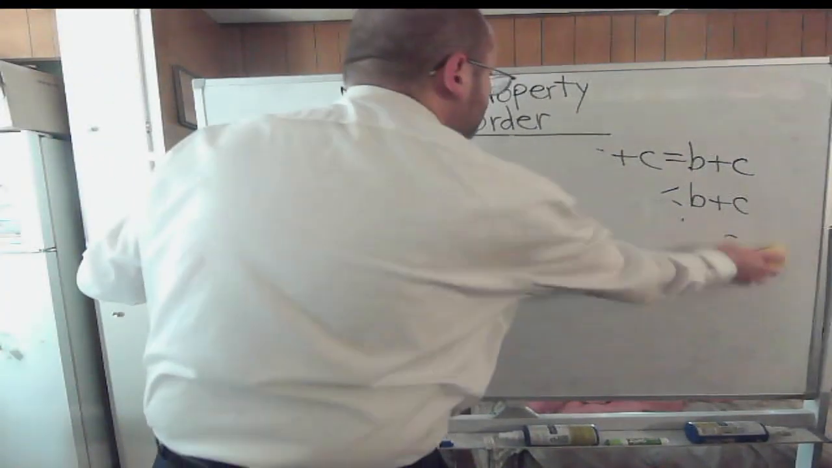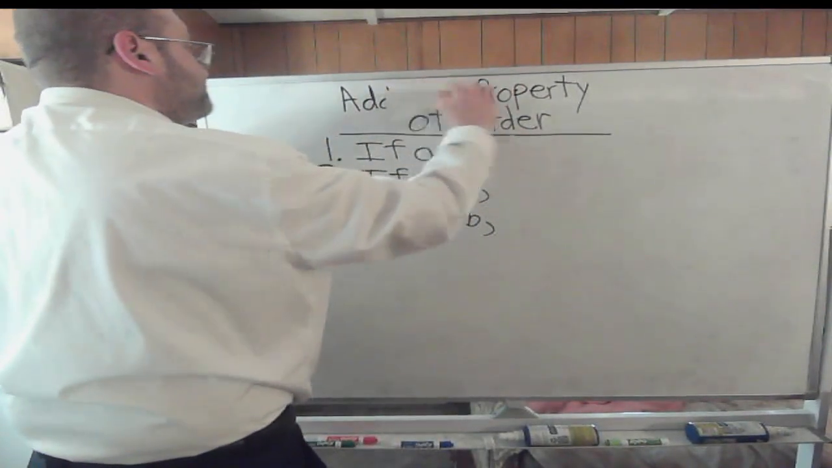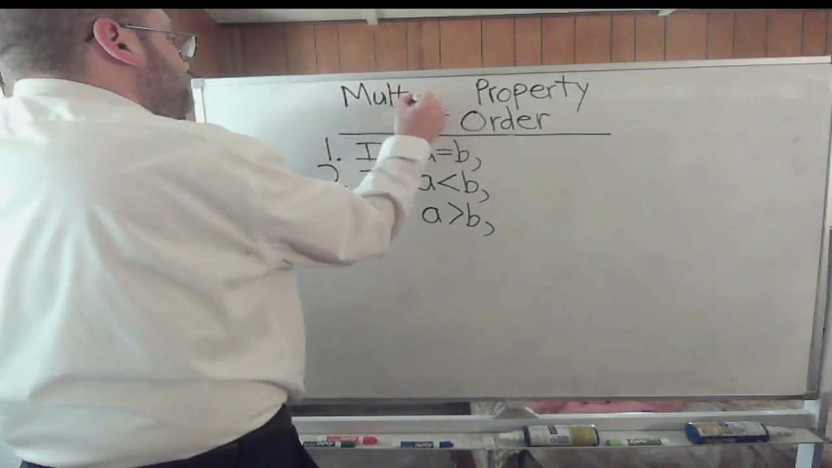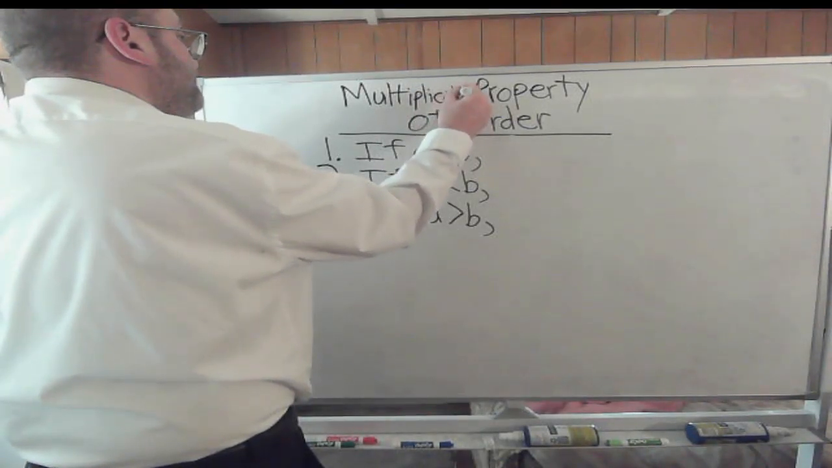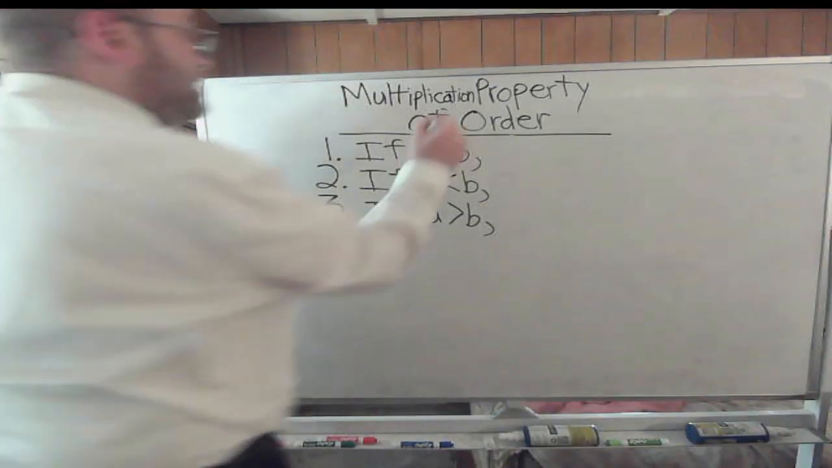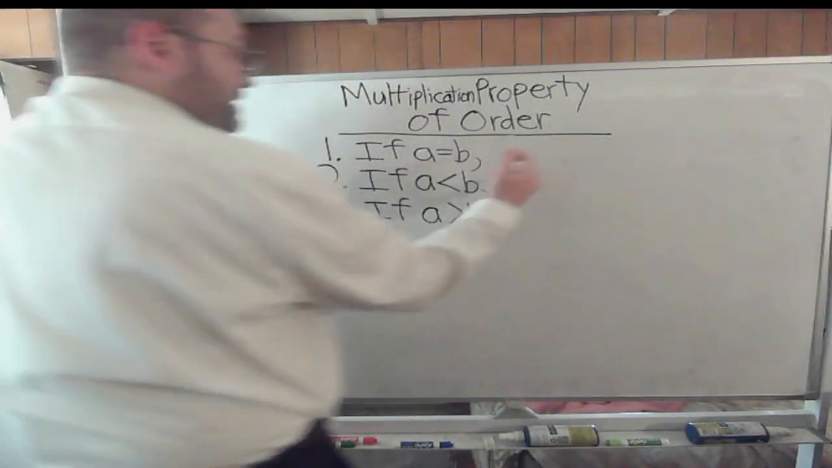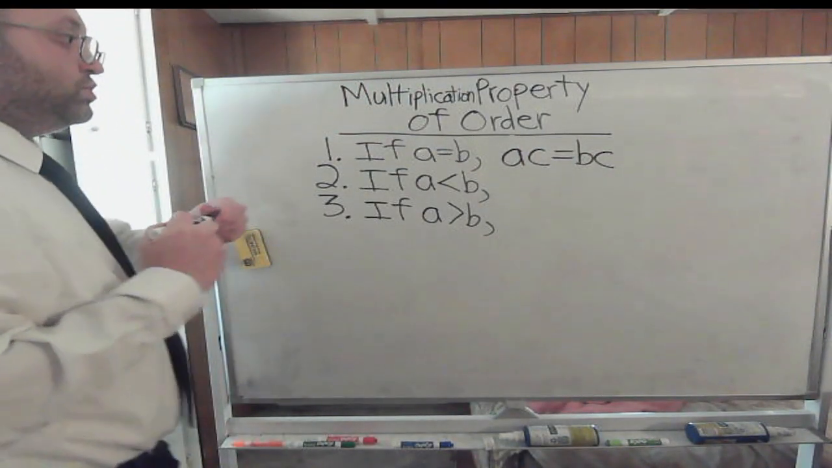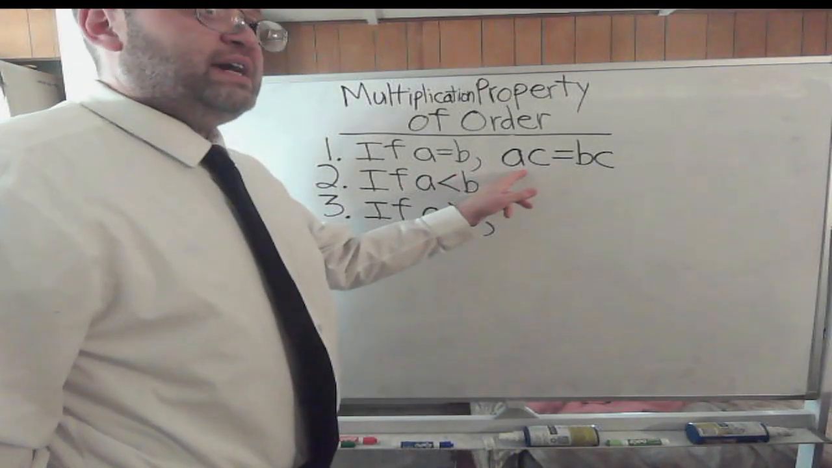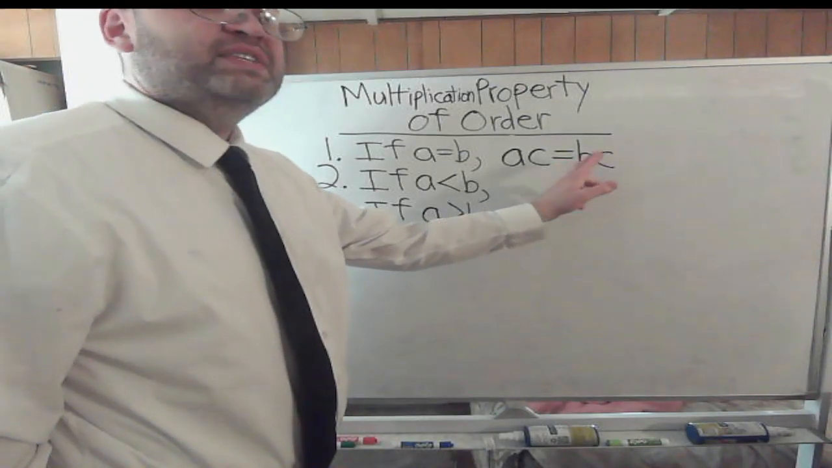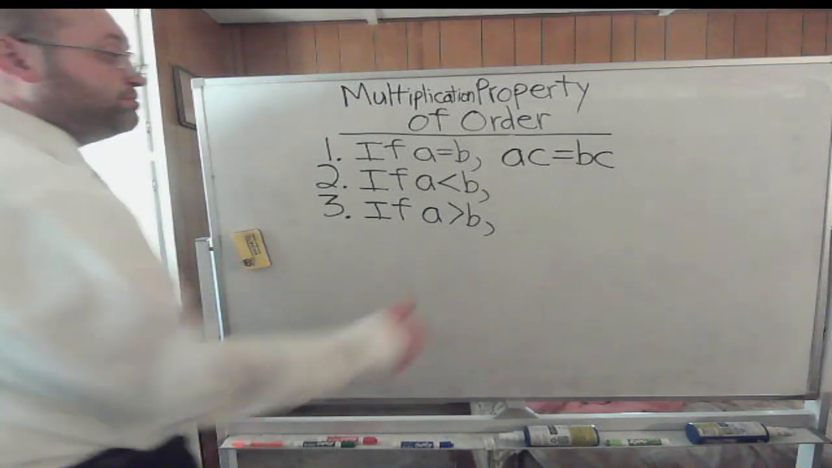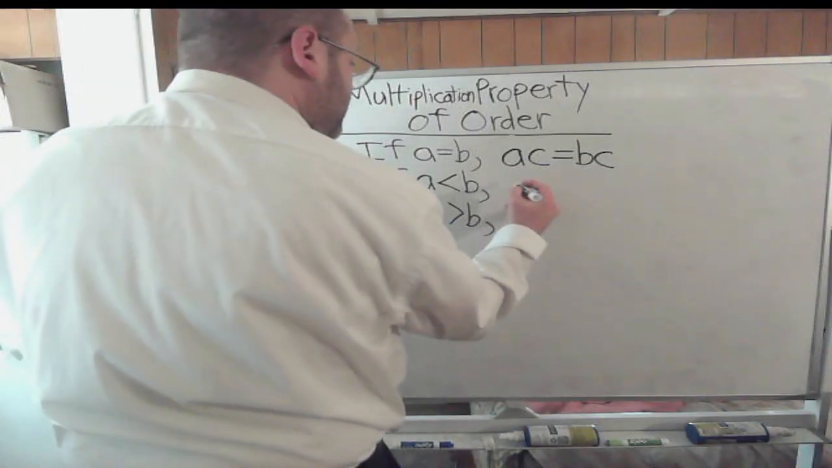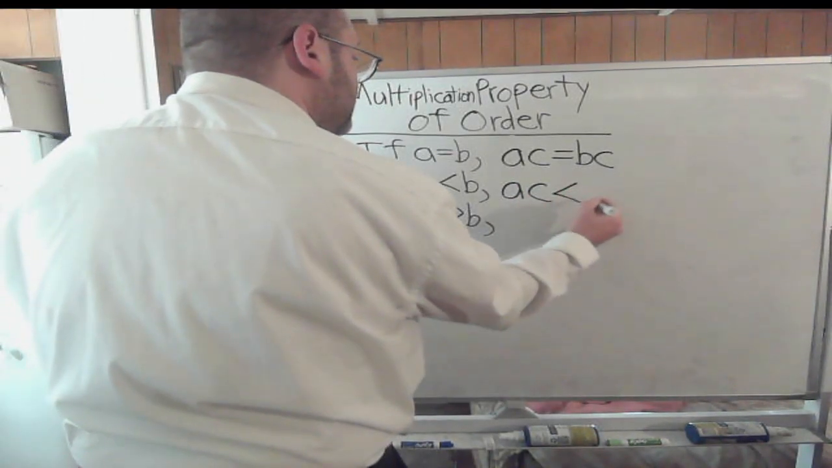Now, there is also a multiplication property of order. So let's write this down real quick. Let's do the multiplication property of order. Alright, multiplication property of order. So if A equals B, that means that AC equals BC. So if A equals B, you could take that A times some arbitrary number C, set that equal to B times the same arbitrary number C. And if you divide both sides by C, since they're the same number, you'll get back to A equals B. And then if A is less than B, that means AC is less than BC.